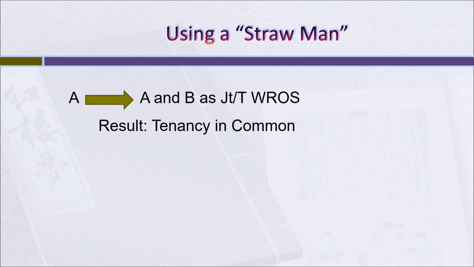Well, if we're not in a state that has a statute that authorizes us to do that, we can use a straw man instead. Who's a straw man? Well, it's just somebody who's around the office. It could be a secretary. It could be somebody who works for us in some other capacity. But the point is that they're willing to cooperate in creating the conveyance that we need.